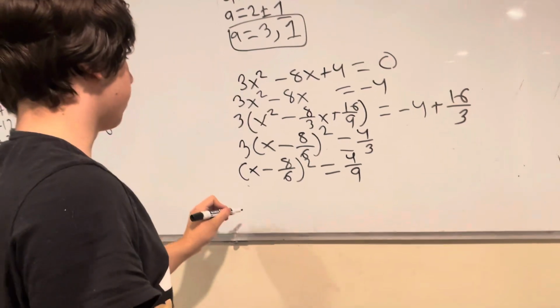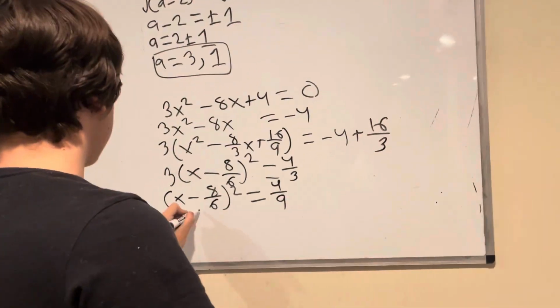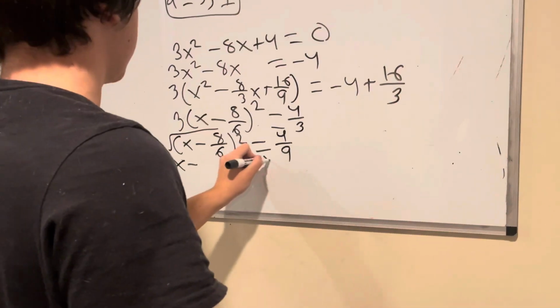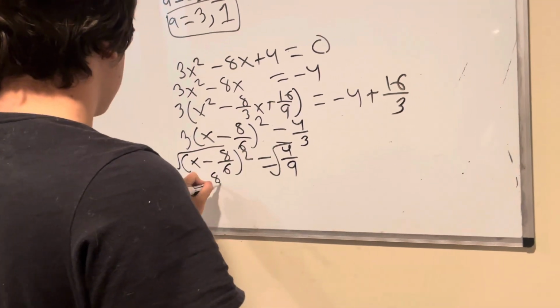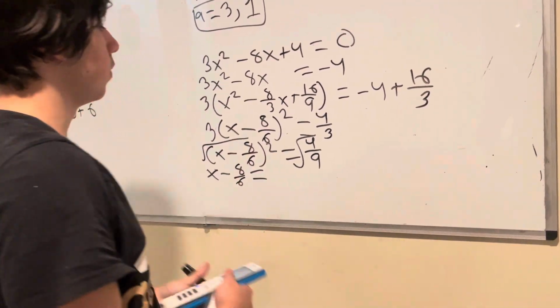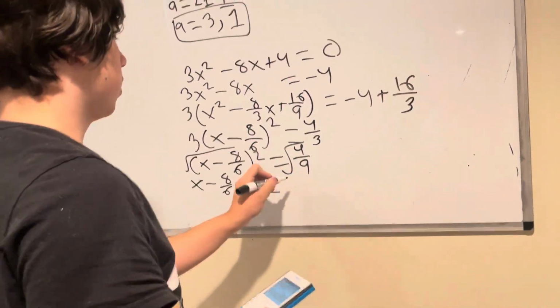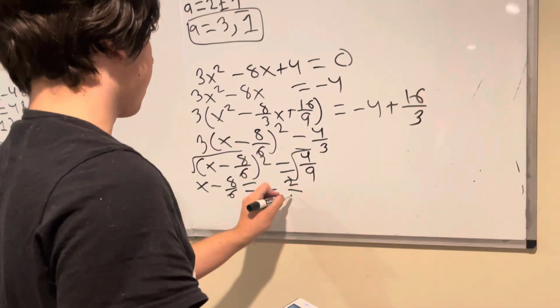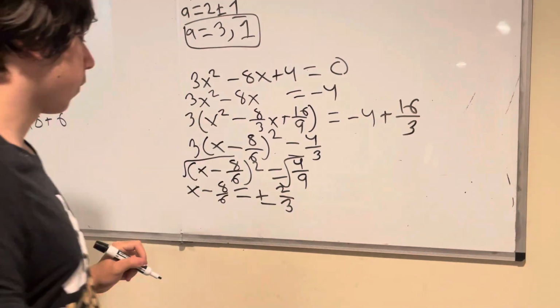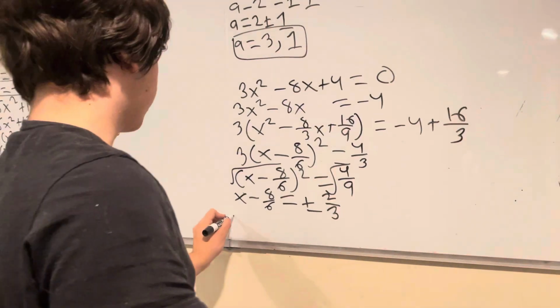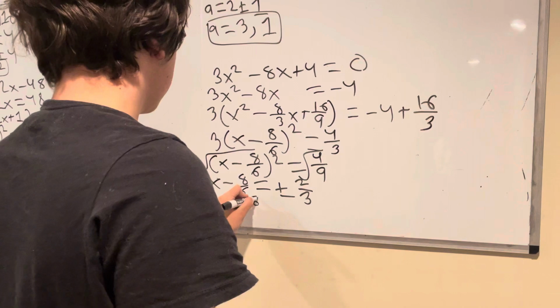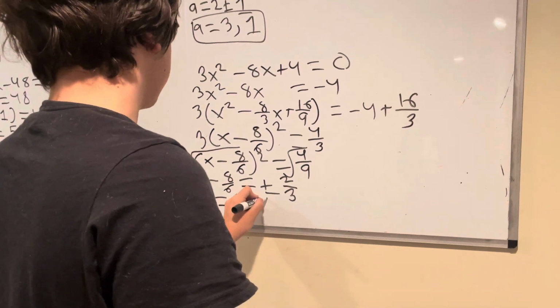Take the square root of both sides. x minus 8 sixths, now I can add that square root there. x minus 8 sixths is equal to the square root of 4, which is 2, over 3. So our solutions are going to be x is equal to 8 sixths plus or minus 2 thirds.